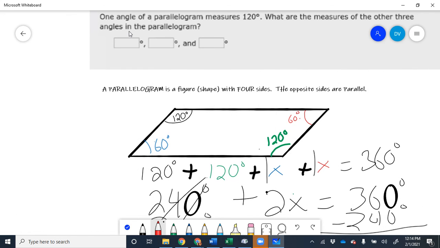Okay. I'm just going to do them all in black. 60, another 60, and 120. Okay.